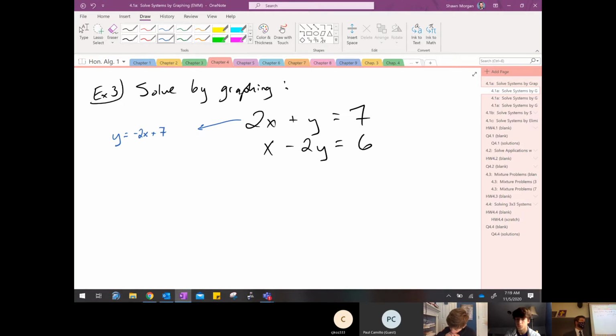Why didn't I say y equals 7 minus 2x? Yeah, because y equals mx plus b, where m is the slope and b is the, we remember? The y-intercept. Good. Y'all had to think about it for a sec.